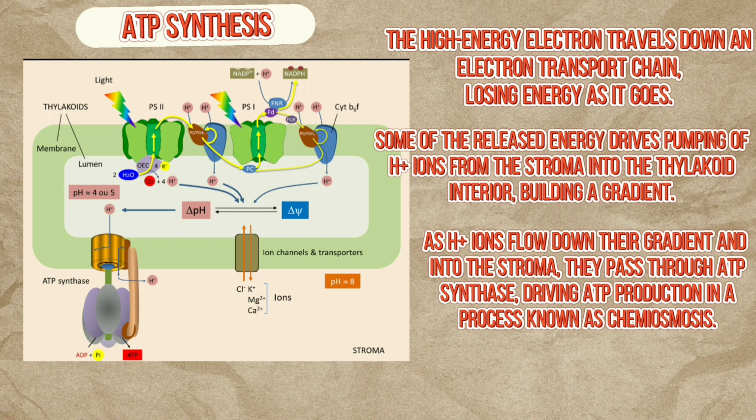ATP synthesis. In this step, the high energy electron travels down an electron transport chain, losing energy as it goes. Some of the released energy drives pumping of H+ ions from the stroma into the thylakoid interior, building a gradient. As H+ ions flow down their gradient and into the stroma, they pass through ATP synthase, driving ATP production in a process known as chemiosmosis.